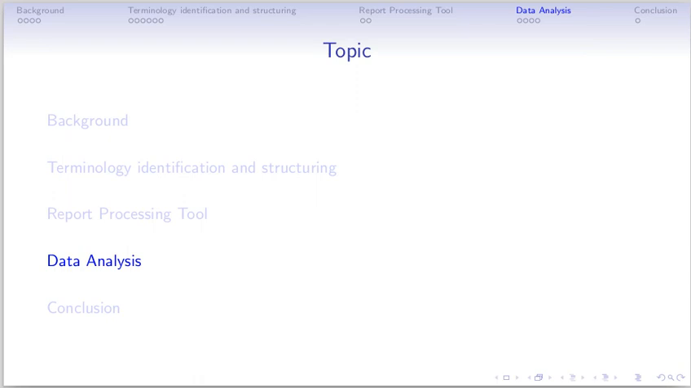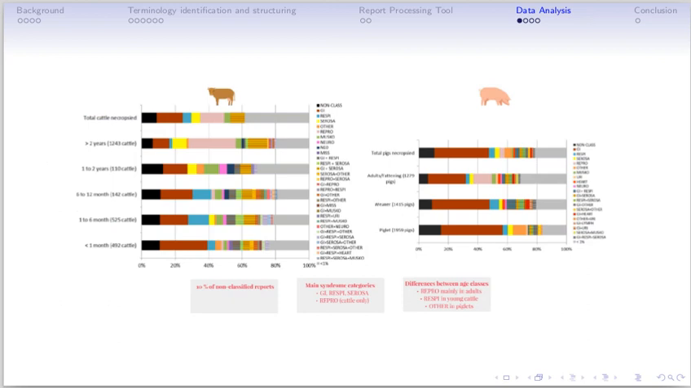Now we move to data analytics. This is the part of the project developed by our partners at the University of Bern, so we'll move relatively quickly through it. The ultimate goal of the project is to serve as the basis for epidemiological studies of animal disease. In this slide, you can see the classification of a specific set of reports. For each type of animal, cattle and pig in this case, and for each age class, it shows the distribution of the major disease categories that were defined in the project.